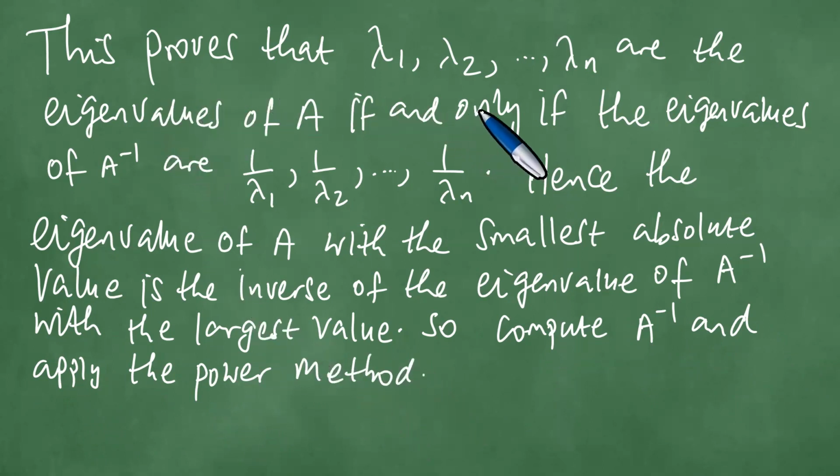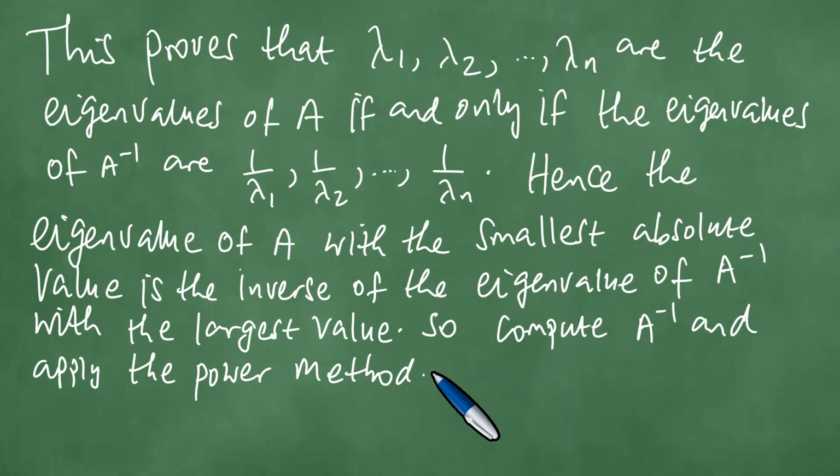We're saying this proves that lambda 1, lambda 2, up to lambda n are the eigenvalues of A if and only if the eigenvalues of A inverse are 1 over lambda 1, 1 over lambda 2, up to 1 over lambda n. Hence, the eigenvalue of A with the smallest absolute value is the inverse of the eigenvalue of A inverse with the largest magnitude. So we can study the inverse and the matrix A interchangeably with that understanding.